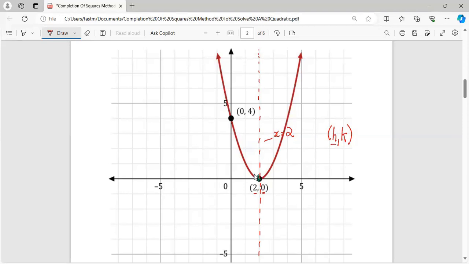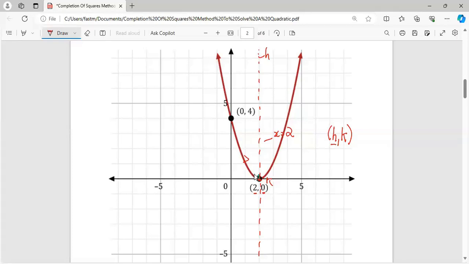Remember, k is your minimum or maximum point. So therefore, the minimum is 0, which makes sense. Going down, the lowest you go is 0, then it went back up. So there's a nice example of the coordinates at the turning point. So that's something to remember. This is (h, k). When you put h and k together, you get the coordinates at the turning point, or the coordinates for the minimum or maximum point.